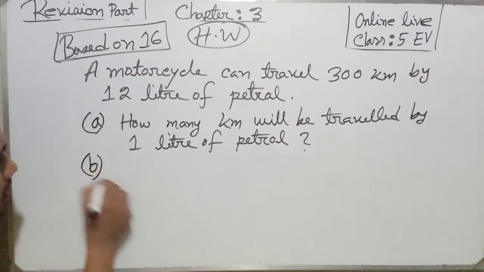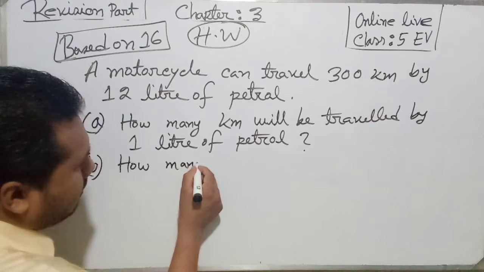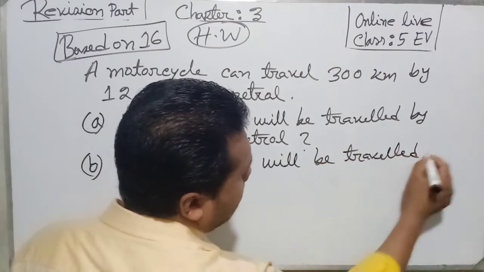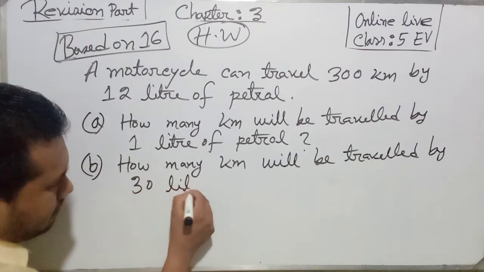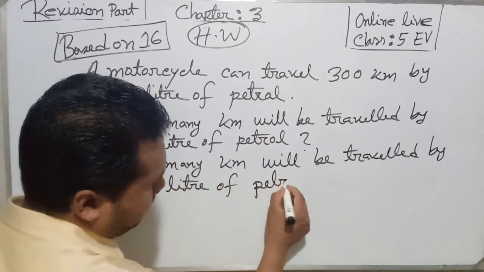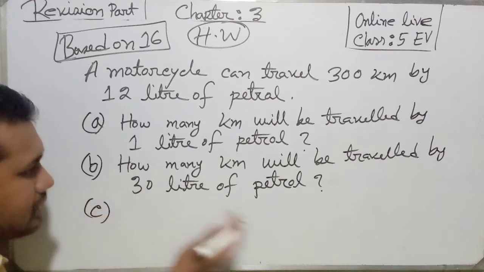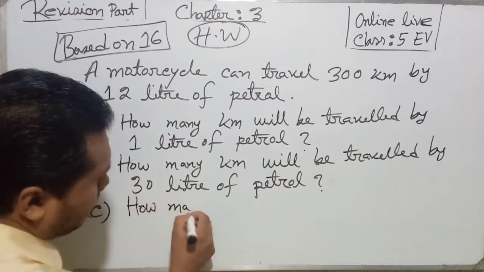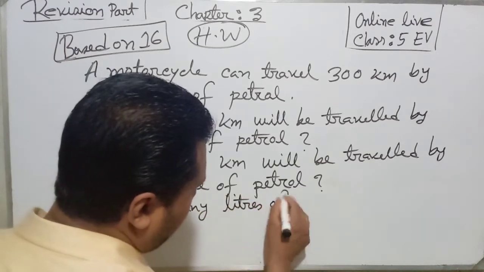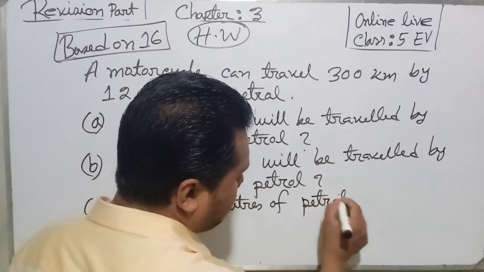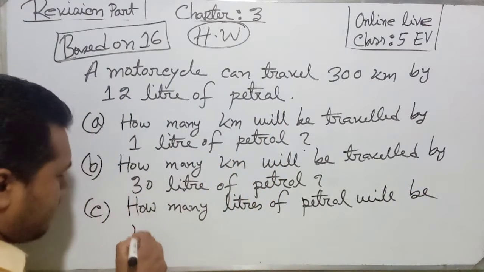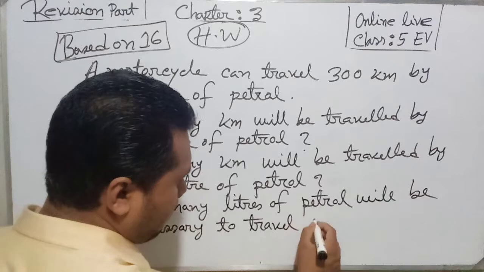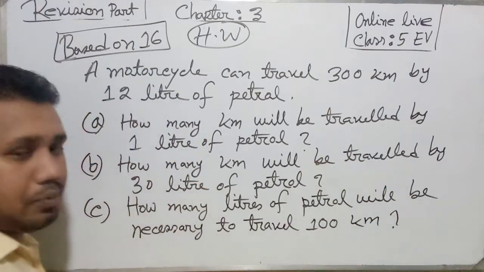Now for B, a similar type, we can write: how many kilometer will be traveled by 30 liter of petrol. And for C we can write the converse: how many liters of petrol will be necessary to travel 100 kilometer. Suppose this is our another part.